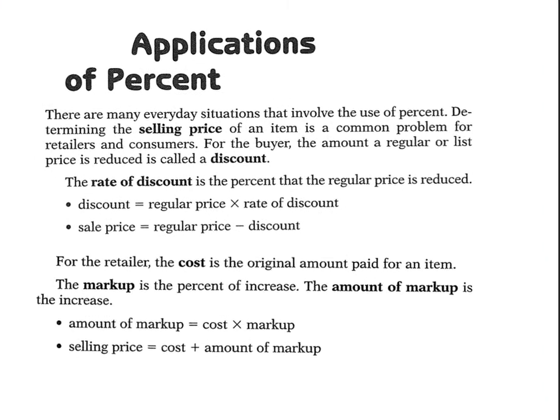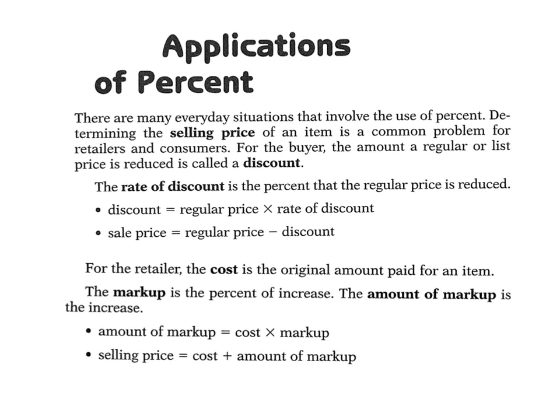For applications of percent, there are many everyday situations that involve the use of percent. Determining the selling price of an item is a common problem for retailers and consumers. For the buyer, the amount a regular or listed price is reduced is called a discount. The rate of discount is the percent that the regular price is reduced. So your discount is equal to your regular price times the rate of the discount. Your sales price is equal to the regular price minus the discount.